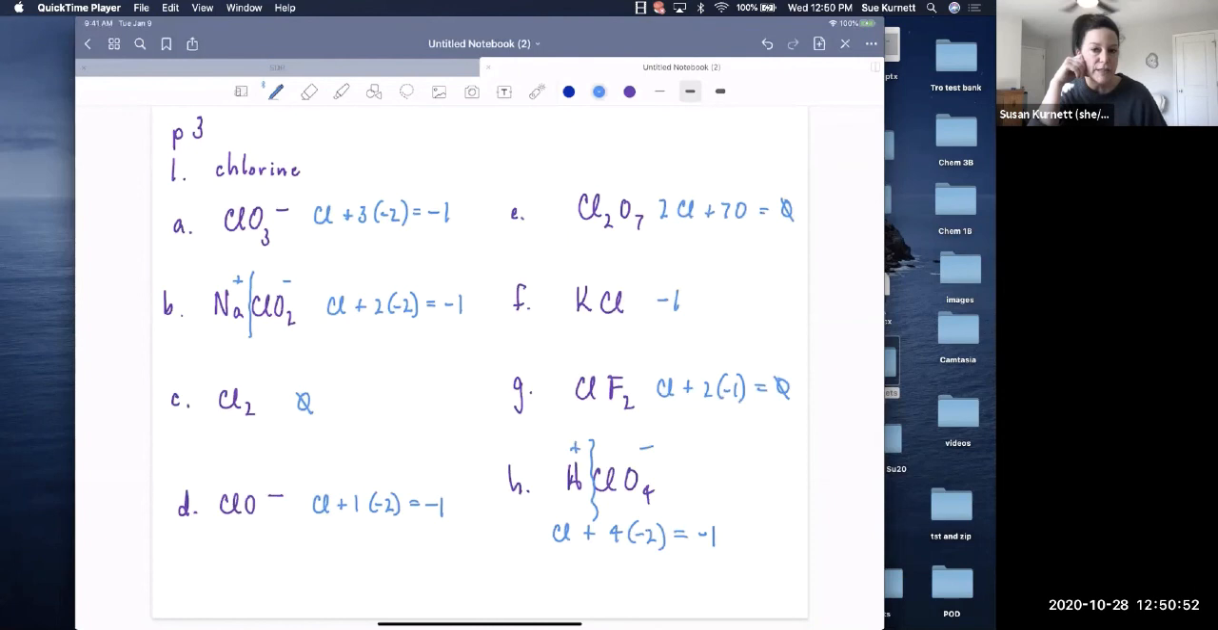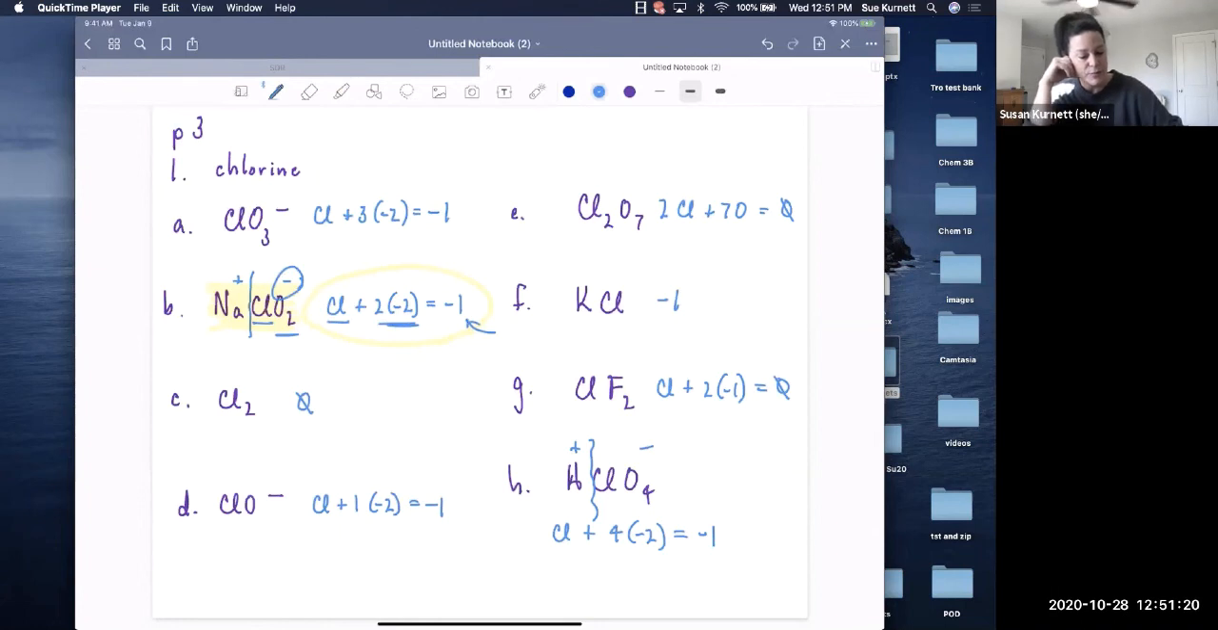Okay, so when I do it, if I have something like B, I can pull off the cations to figure out what the anion is. And then here, I'm just dealing with the anion. 1 chlorine, 2 oxygens, add up to the overall charge that I just exposed. Sometimes it's easier to do it that way, and I'll give you an example in a minute.